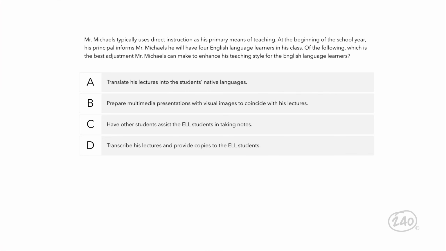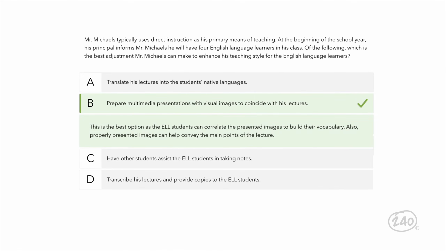All right, time for a question from the Impacts on Teaching. Since this question deals with English language learners, the biggest thing to remember is that we want to provide support that helps the students understand and break down difficult vocabulary and build their English skills. The only choice that does both of these is this choice. Using presentations with multimedia gives the ELL students visual support to understand difficult vocabulary while still building their English skills.